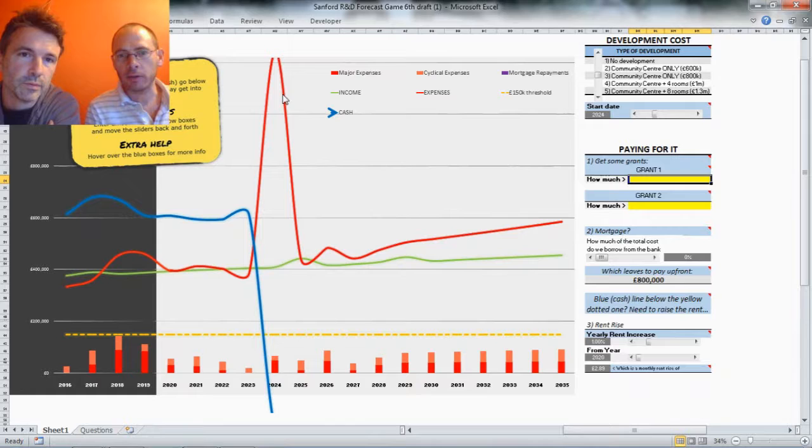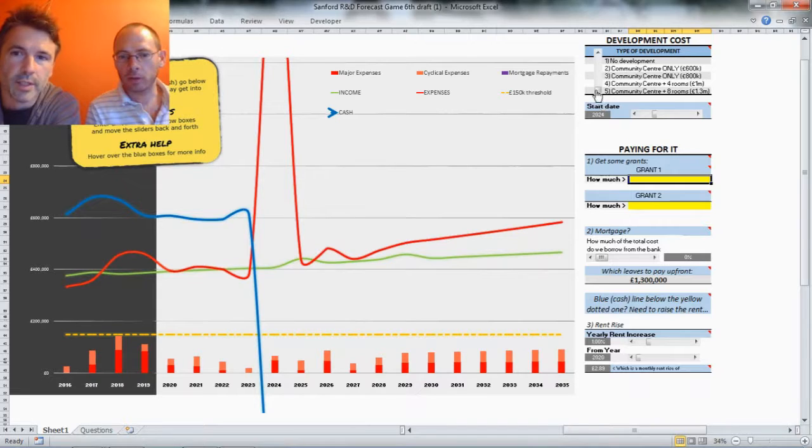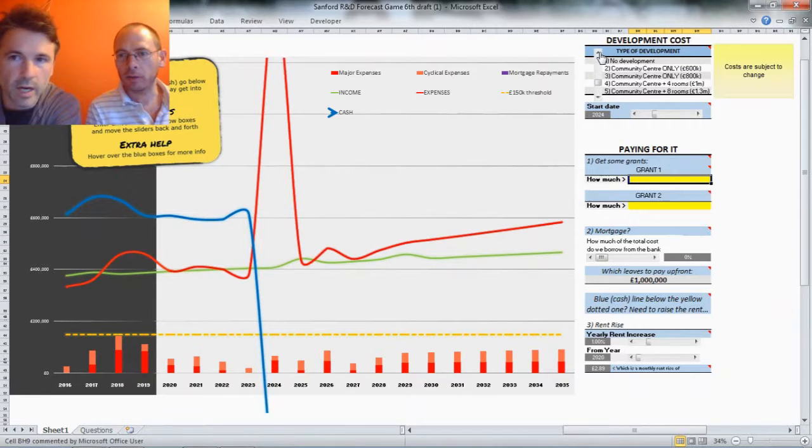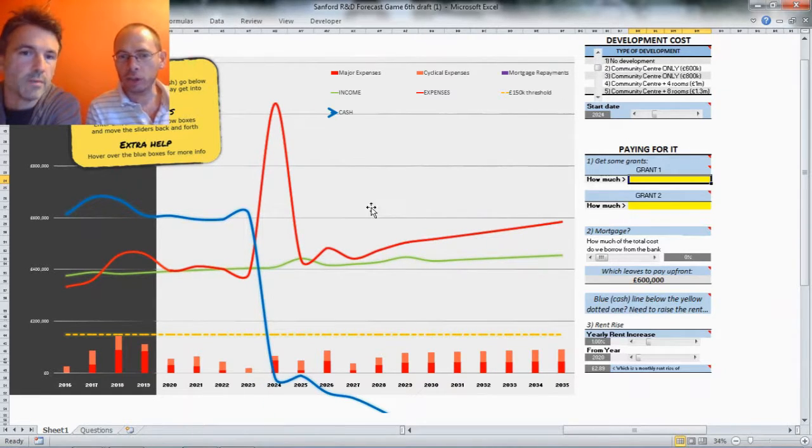So this big red spike is the cost of the project, is it? That is the cost of the project you have currently selected. So that's even higher. Yeah. Let's do the cheap option to start. The cheap option, 600,000. Doesn't sound very cheap to me, mate. Oh well, it's all relative, really.